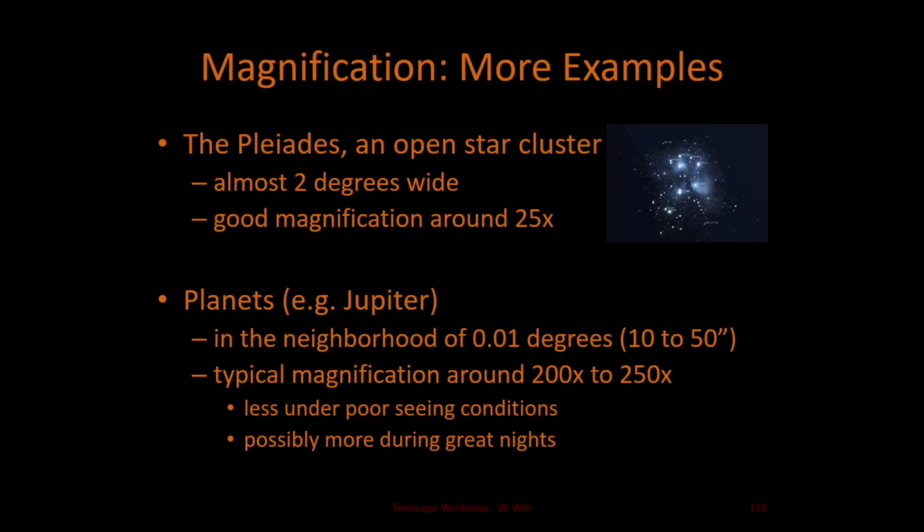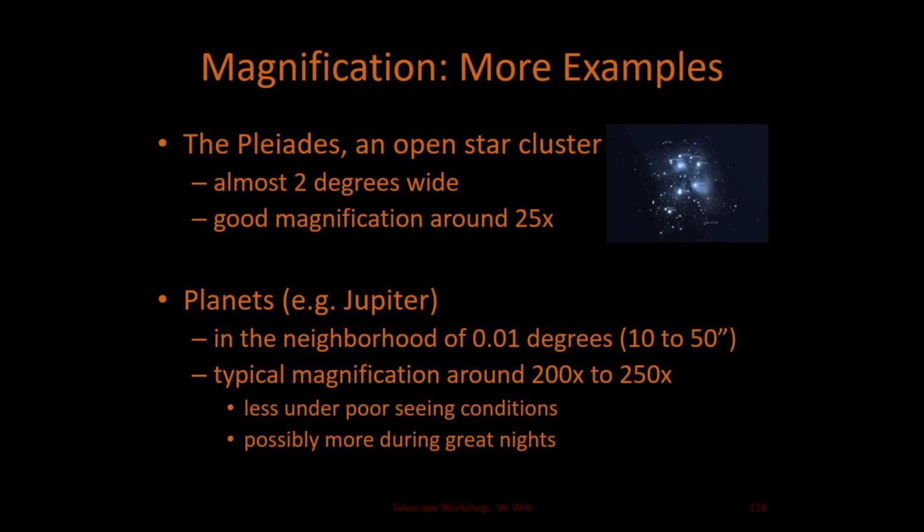Some more examples. The Pleiades is an open star cluster. You can see it with your naked eye. It's really nice to see. It's great through binoculars because it's almost 2 degrees wide. Good magnification would be around 25x. Remember, we just said typical magnification on a telescope is closer to 80. Of course, you can change that through changing your eyepieces and optics. But we're looking at telescopes today, and those are, on average, higher magnification than binoculars. So if you want to see the Pleiades, you want to zoom out, so to speak, and get a good magnification of around 25x.